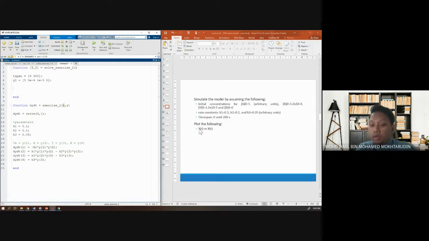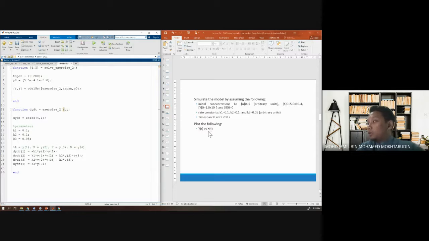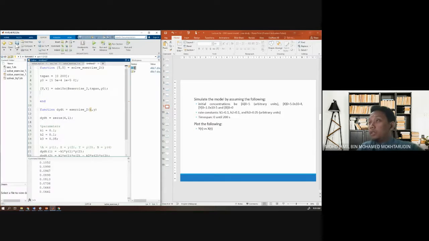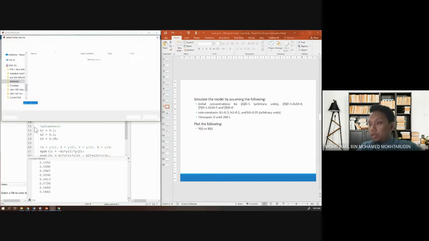And then you write your solver. In your solver, you need 3 things. You call your ODE, the second function, and then write the t-span, and then write the initial condition. The question asks you to plot y versus x, so let's solve this and see what the results are.